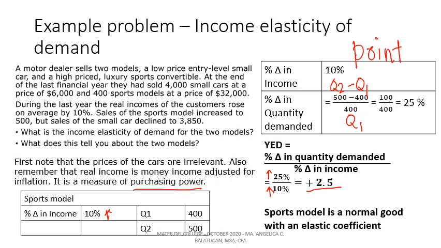So therefore, since the number that we have obtained is positive, this means that the sports model is a normal good with an elastic coefficient. So why is it elastic? Because the coefficient is greater than 1.